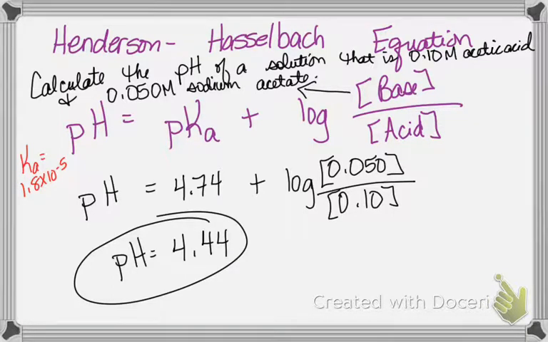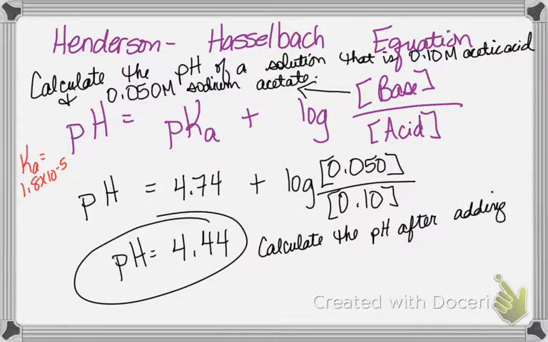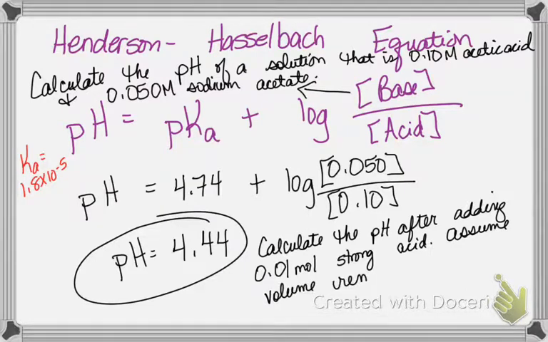Now, let's add a second part to this. Let's calculate the pH after adding 0.01 moles of a strong acid. And we are going to assume the volume remains constant. Okay, to explain that, I'm going to go back to the previous slide because I explained it before, but now we're explaining it with actual numbers.